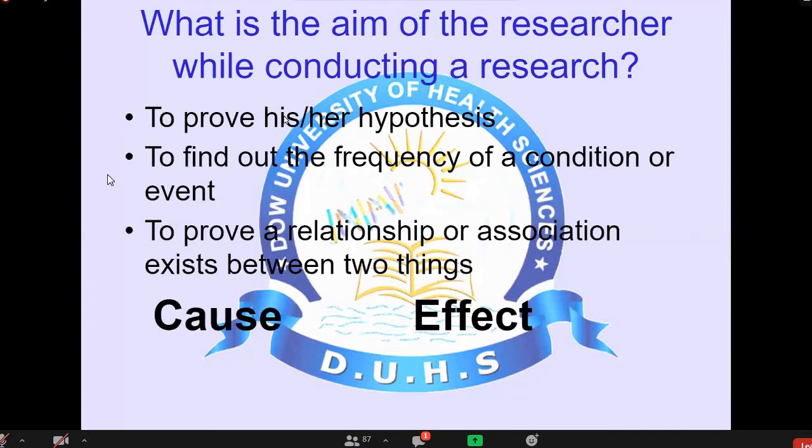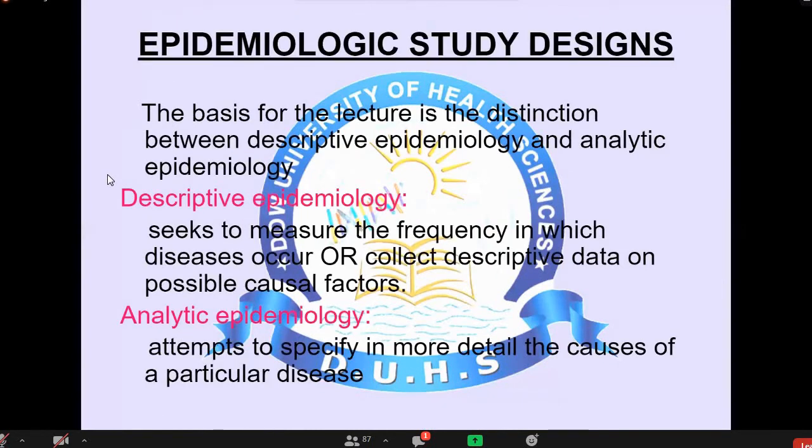Whenever we try to prove some relationship hypothesis, there would be some cause, the risk factor, and there would be some outcome, the effect. The effect may be considered as disease. That means there is a cause and effect relationship: the risk factor is causing the disease. If someone studies this relationship, that would be considered analytical epidemiology. So descriptive epidemiology seeks to measure the frequency in which disease occurs or collect descriptive data on possible causal factors, while analytical epidemiology attempts to specify in more detail the causes of a particular disease.